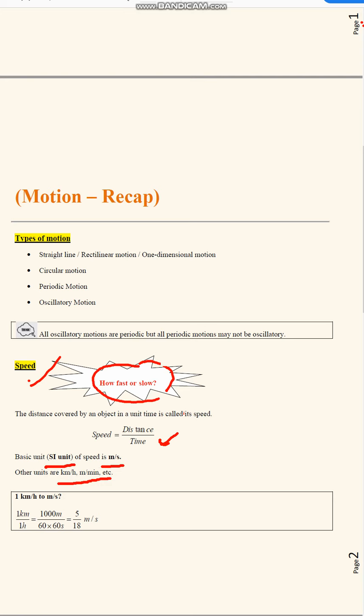As an example, I have given here how do you convert 1 kilometer per hour to meter per second. Here we see that 1 kilometer per hour is equal to 5 by 18 meter per second, and likewise 1 meter per second would be equal to 18 by 5 kilometer per hour.